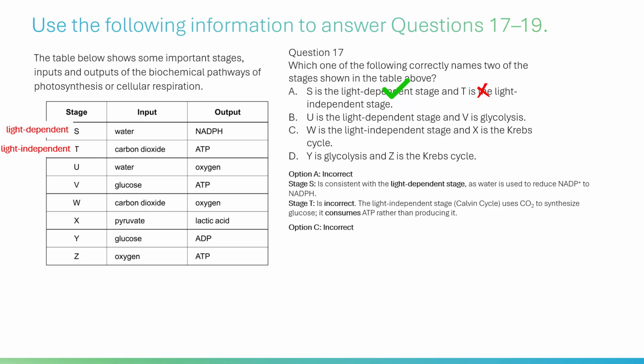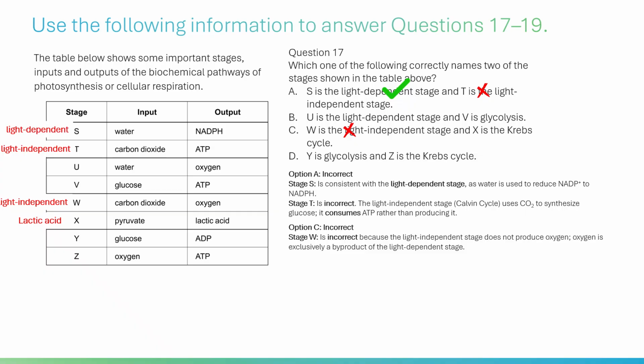Option C, incorrect. Stage W is incorrect because the light-independent stage does not produce oxygen. Oxygen is exclusively a byproduct of the light-dependent stage. Stage X is incorrect for the Krebs cycle. The conversion of pyruvate to lactic acid is the pathway for lactic acid fermentation, anaerobic respiration in animals.